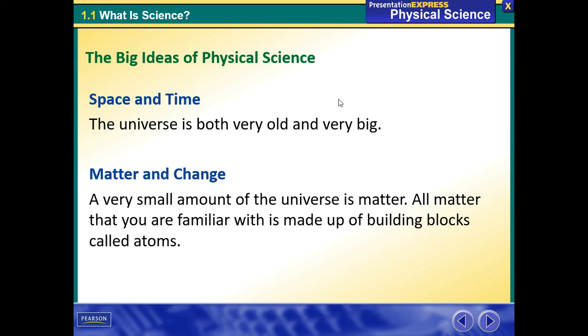Now, here are the big ideas we're going to hit and see this year. First is space and time. The universe is both very old and very big. The second is matter and change. While a very small amount of the universe is actually matter, all matter that we're familiar with is made up of building blocks called atoms. And so we're going to be reintroducing and teaching you about protons, neutrons, and electrons.